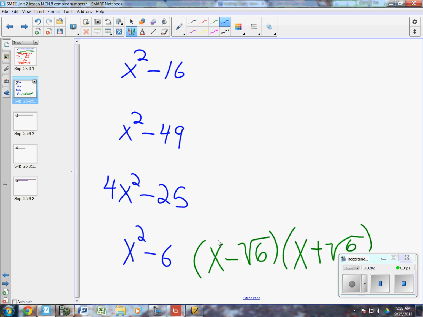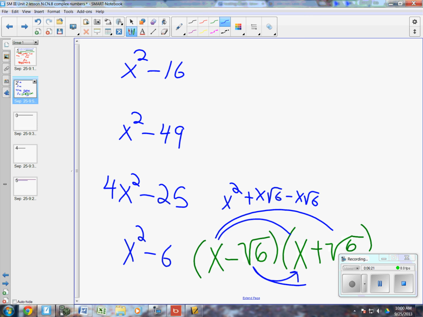Let's do it. x times x is x squared. x times the square root of 6 is x square root of 6, right? Okay. Negative square root of 6 times x is negative x square root of 6. And negative square root of 6 times positive square root of 6 is negative square root of 6 squared, right? What happens to the two middle terms? They add up to 0, and you get x squared minus the square root of 6 squared, which is 6, because they cancel each other out. And so you get x squared minus 6.